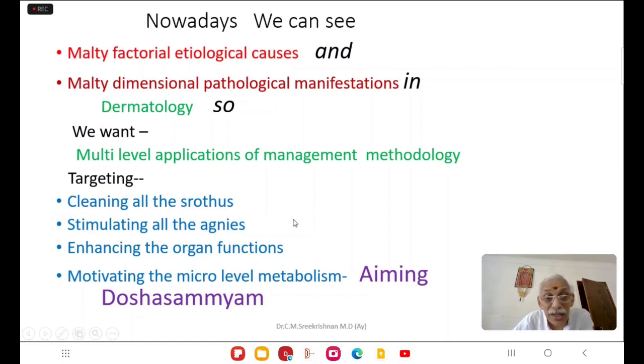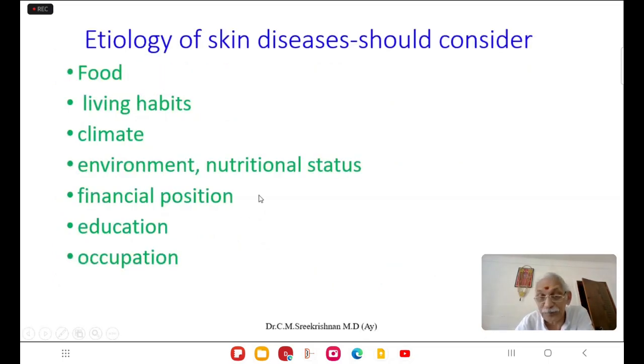And it stimulates all the agnis, 13 types of agni, enhancing the organ function, motivating the micro level metabolism. You have to motivate or stimulate the micro level metabolism, then only the skin will become normal. So, it is called dosha samyam.